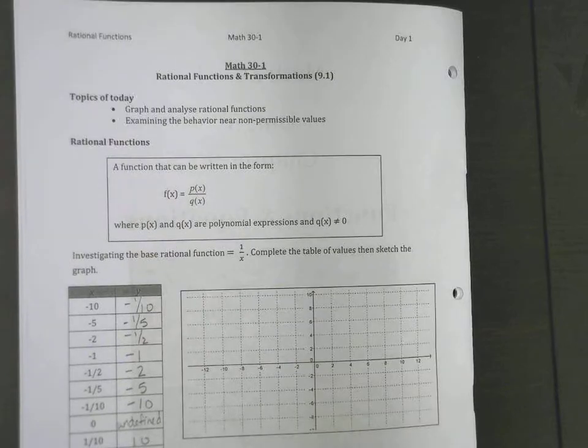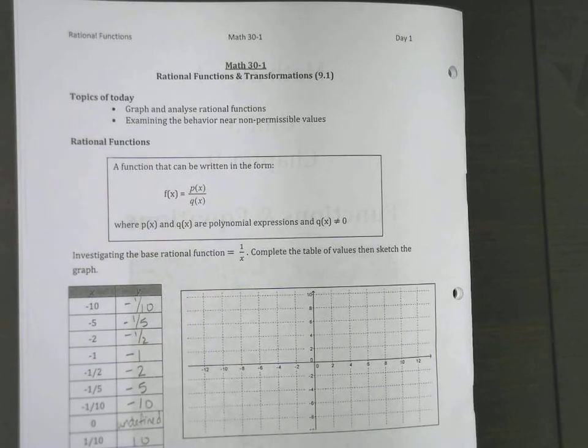Change from a transformation form to just a basic rational form. Okay, so we're going to start off again. We're transforming rational functions, again a new function. So we're going to start with the base function y equals 1 over x. We're going to complete the table of values and sketch the graph.